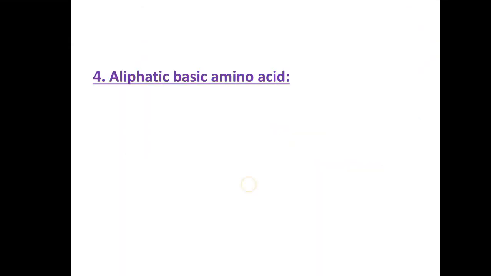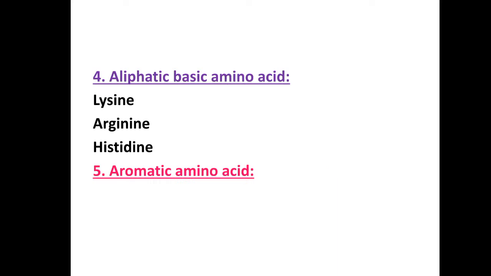And the next one is aliphatic basic amino acids, which contain extra amino groups: lysine, arginine, histidine. These are aliphatic basic amino acids. వీటిల్లో amino groups present అయి ఉంటాయి. And then aromatic amino acids: phenylalanine, tyrosine, which contain an aromatic group, that is a benzene ring. And these are the structures of 20 essential amino acids.